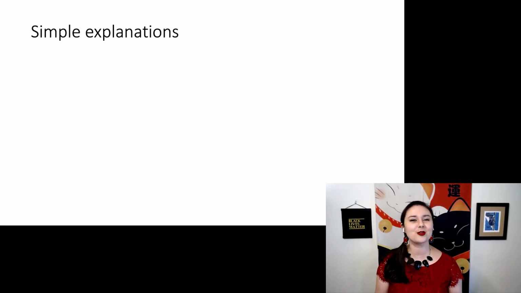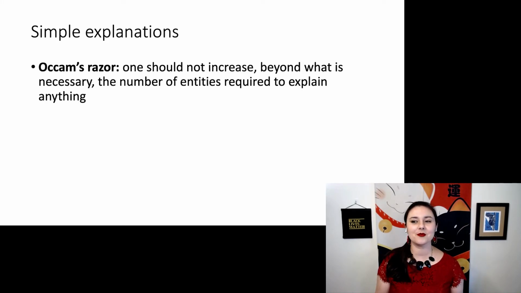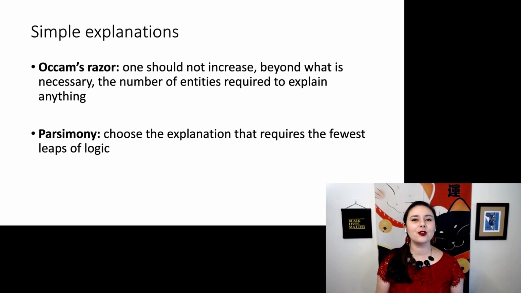There are two major rules you'll have talked about in this paradigm here. The first is Occam's razor. One should not increase beyond what is necessary the number of entities required to explain anything. And this really just means don't make it too complicated. Closely related is the idea of parsimony, that you want to choose the explanation that requires the fewest leaps of logic. We use parsimony specifically when we're talking about phylogenetics.